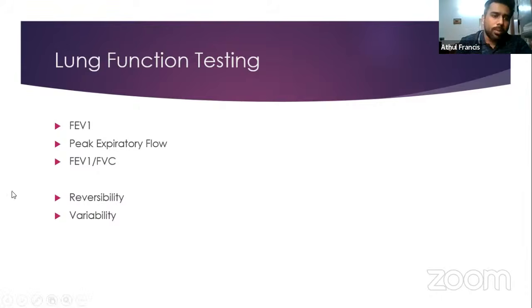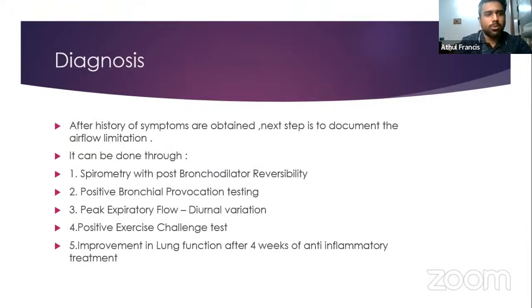The basic thing you have to remember here is peak expiratory flow, FEV1 by FVC, and bronchodilator reversibility. These are the most important factors which help us in diagnosing a case of bronchial asthma. And as I told, this is just supportive. Your history is the mainstay in diagnosis. After the history of the symptoms is obtained, the next step is to document your airflow limitation.